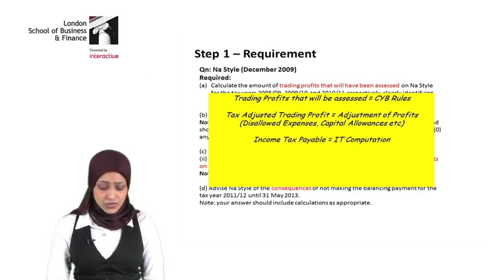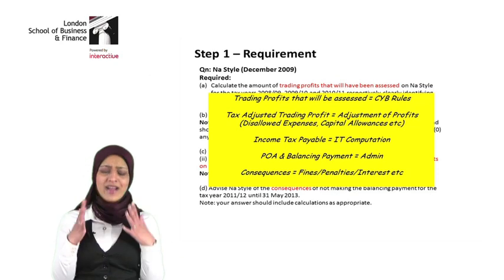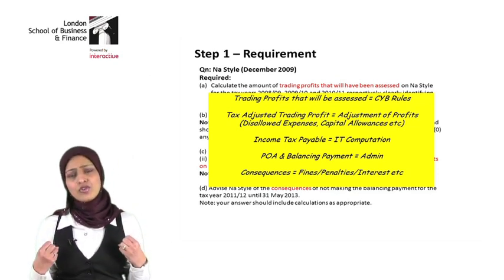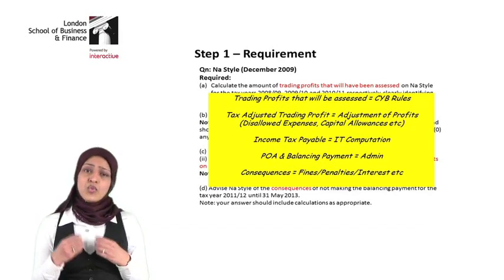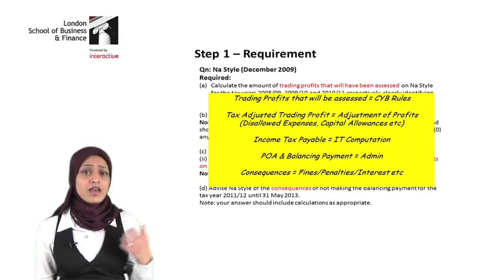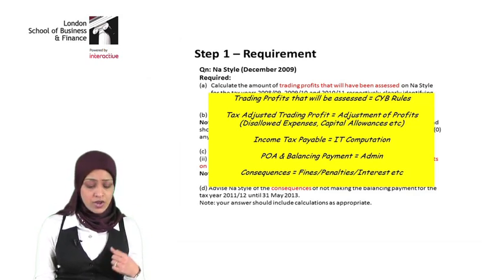The third part of the question asks for income tax payable, hence the income tax computation, balancing payments and payment on account. You've got some administrative issues here, and at the same time consequences leading to fines and interest. So you can see there's quite a lot that I managed to get out of just reading the requirement. What I would like to do is take you through another set of requirements again to see how much we can take out of just a requirement.